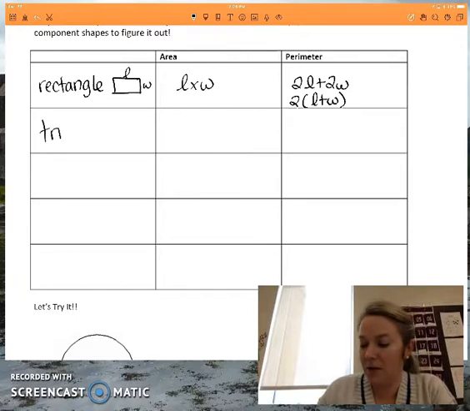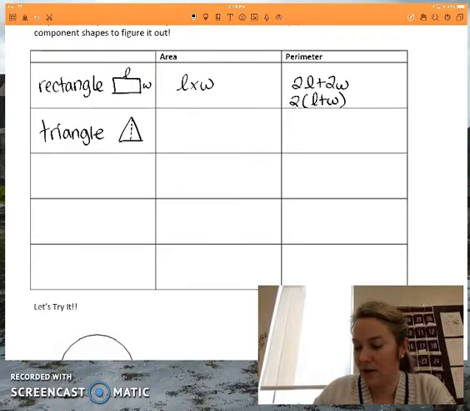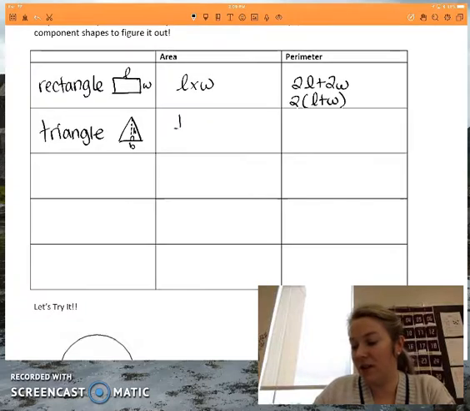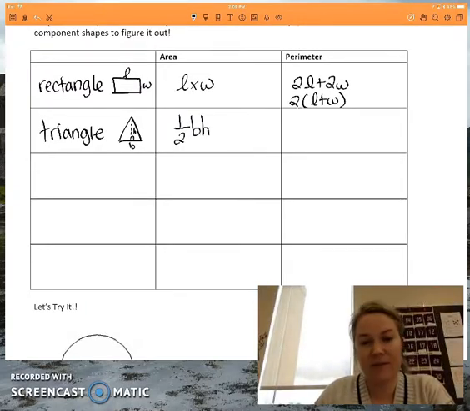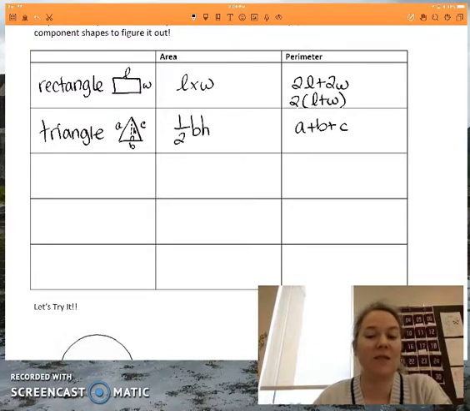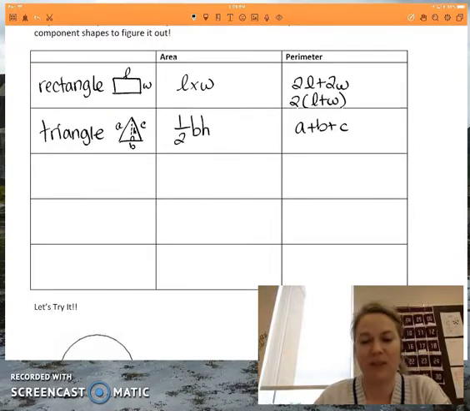The next shape is a triangle. Okay, if this is a triangle, that's h. This is the base. Remember, the height is always perpendicular. So the area of a triangle is 1/2 base times height. The perimeter of a triangle, if we say this is side a, this is side b, this is side c, is just a plus b plus c. We don't have a fixed formula for triangles because the side lengths can always vary, depending on whether it is an equilateral, an isosceles, or a scalene triangle.